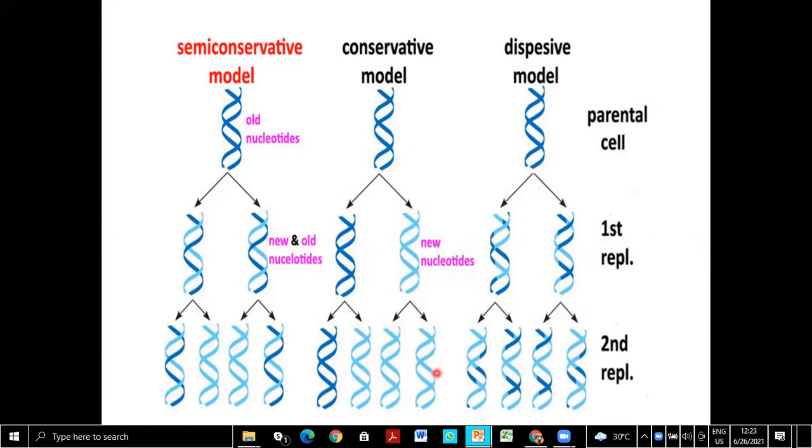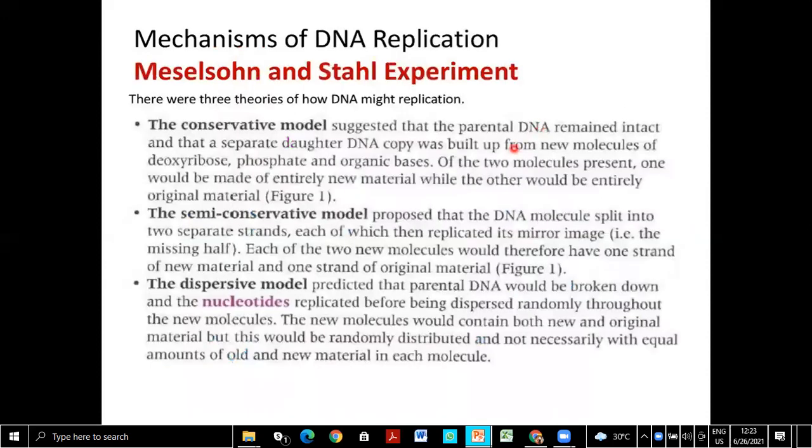So this is called conservative, because both the parental strands come together and form one of the daughter DNAs. And the third method is called the dispersive model. Let us see the dispersive model and come back to this diagram.